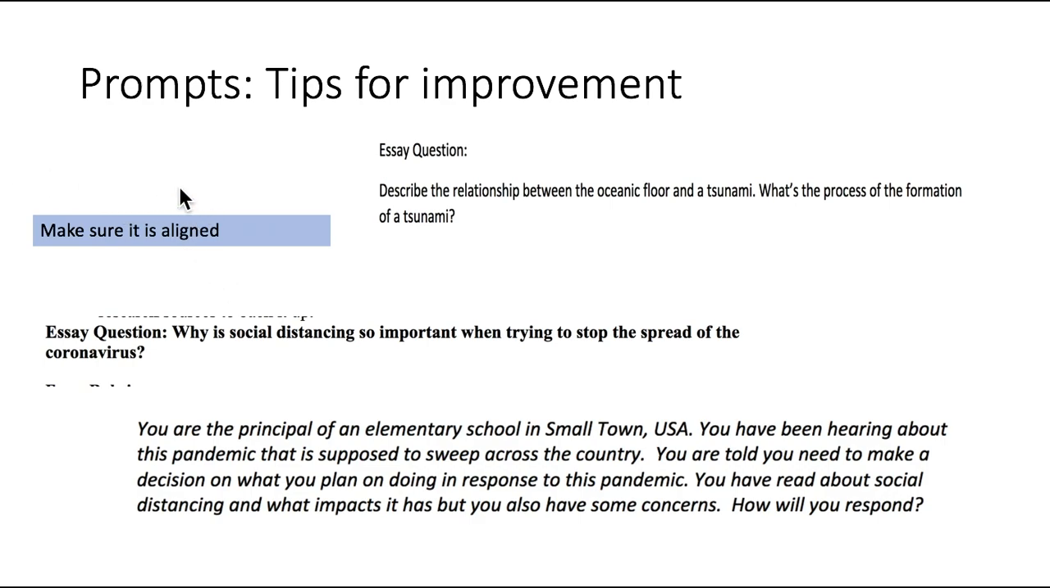When we're thinking about ways to improve or some common mistakes that were made, so making sure that things are in alignment, right? Describe the relationship between the ocean floor and a tsunami. What's the process of the formation of a tsunami? I think this is a great short answer question or a restricted essay question, but it doesn't really get me all of the essay about how all the different physical features affect waves and currents. Because a tsunami is a wave, it's not a current. I'm missing the whole current thing, so I'm a little bit out of alignment there. But this would be a great non-essay question.